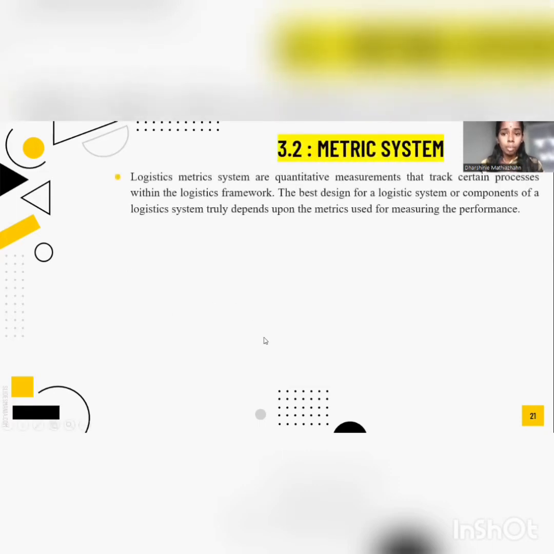Okay, now we get to know what is the metric system. The metric system is also called the logistic metric system. Logistic metrics quantify the measurements that create a certain process with which the logistic firm works. The best design of a logistic system and its components truly depends upon the material used for measuring the performance.